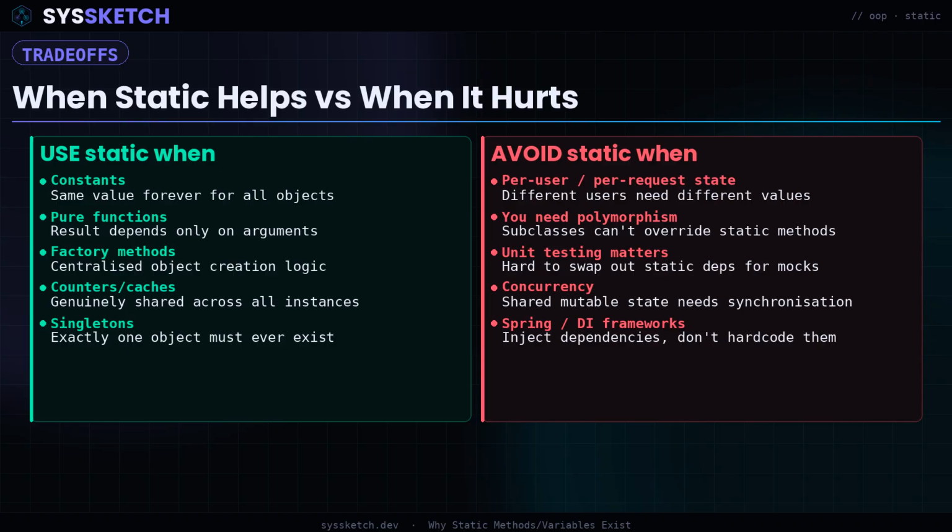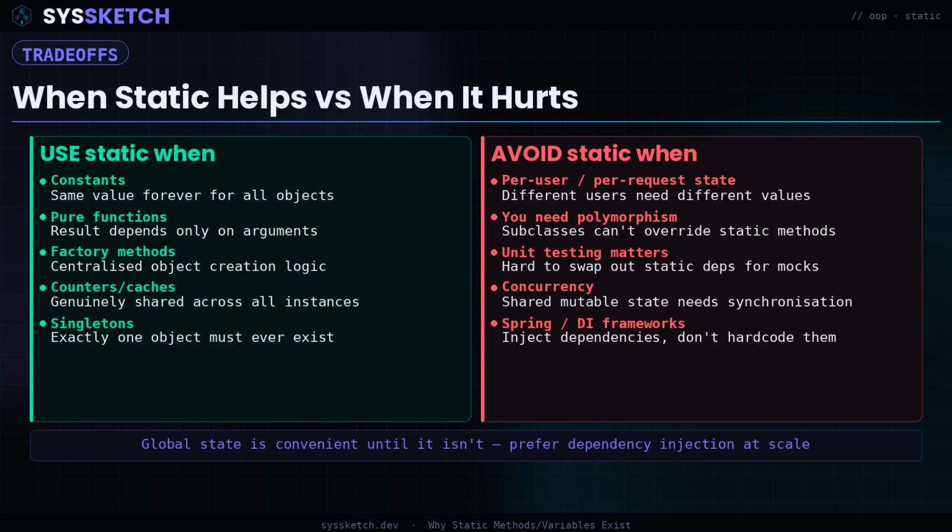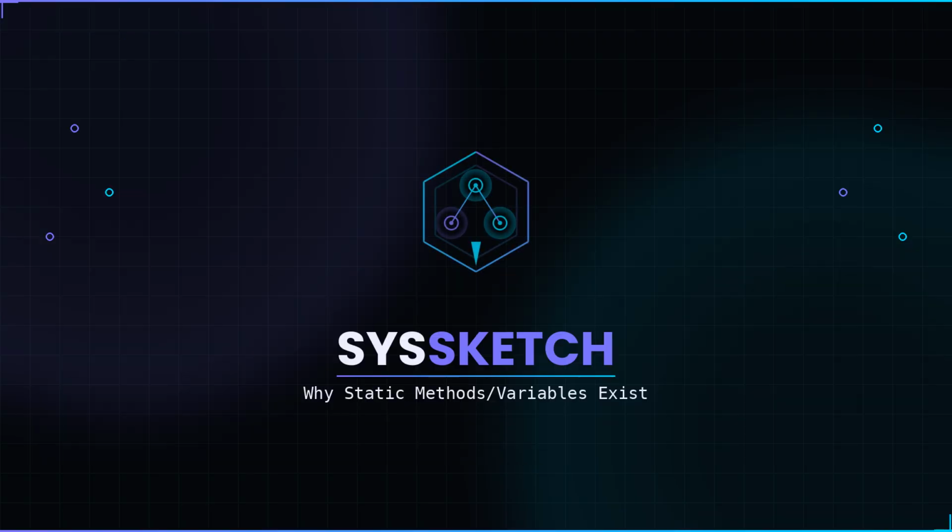Static is the answer to one specific question: does this data or behavior belong to the class as a whole or to individual objects? If the answer is the class, use static. If the answer is the object, do not. That single question covers constants, utility functions, factories, and singletons. It also tells you when to stop. When you find yourself bending your design to make something static because it is convenient, that is usually a sign that your architecture needs a rethink.